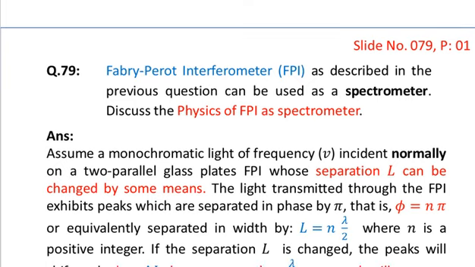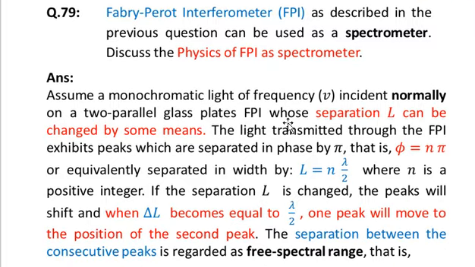The question is, the Fabry-Perot interferometer as described in the previous question can be used as a spectrometer. Discuss the physics of FPI as a spectrometer. The answer is, assume a monochromatic light of frequency nu incident normally on a two parallel glass plate Fabry-Perot interferometer whose separation capital L can be changed by some means.